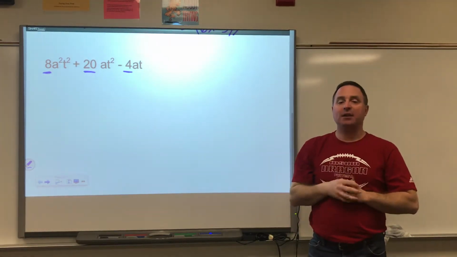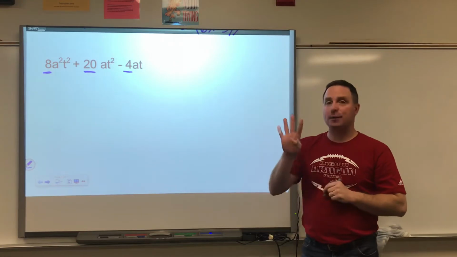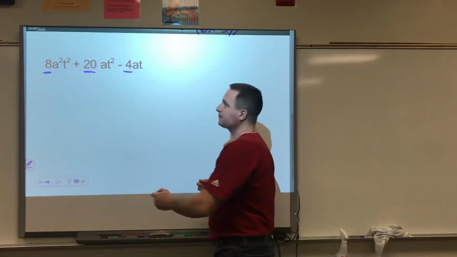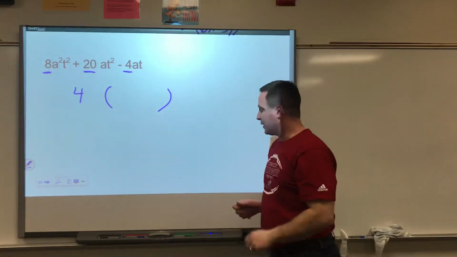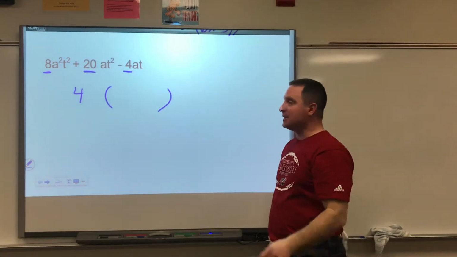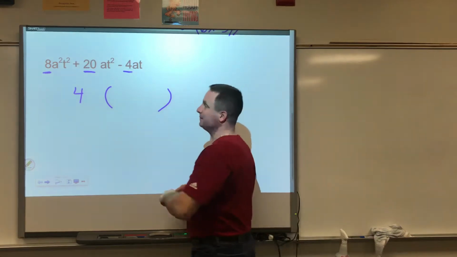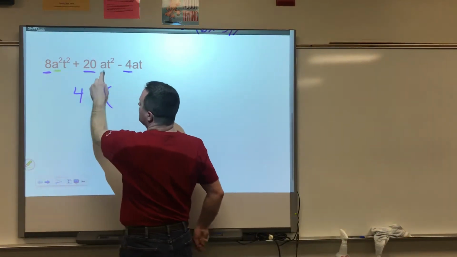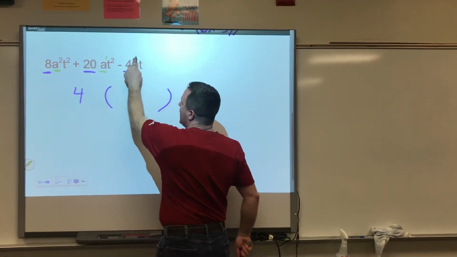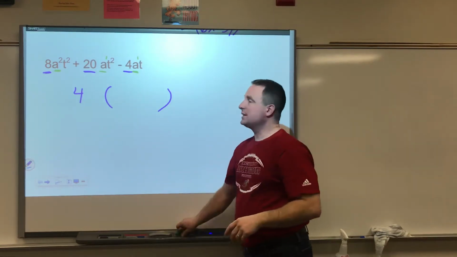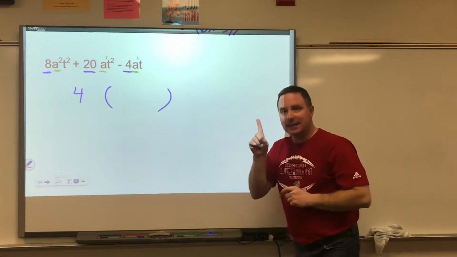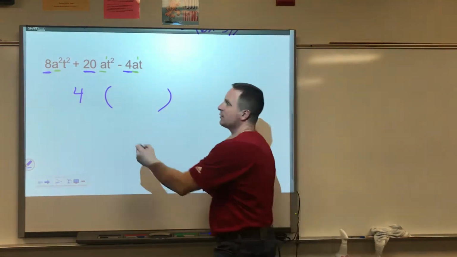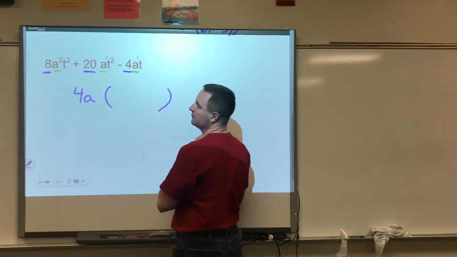And if you look carefully, I think the biggest number that you'll see that's a part of all 3 of those lists is a 4. So I can take out a 4. Okay, now let's look at the letters. I have A's and T's, but does every term have an A? This one has 2 A's, that one has 1, and this one has 1. What's the most number of A's that I can take away from each individual term? The most I can take is 1. So I'm going to take out 1 A.